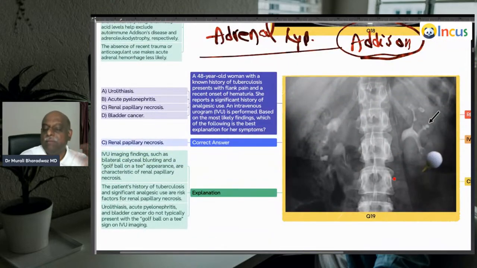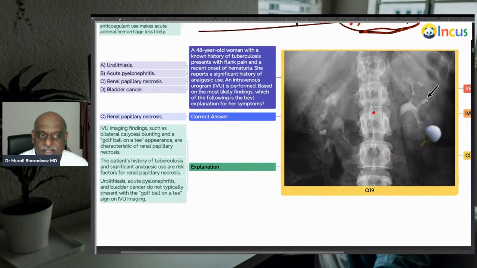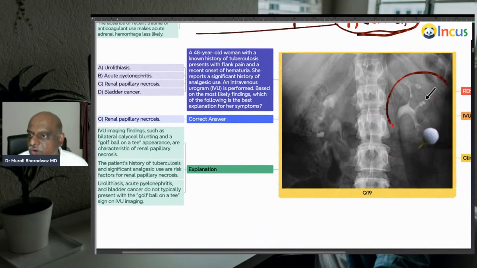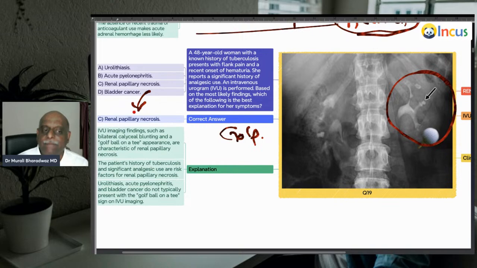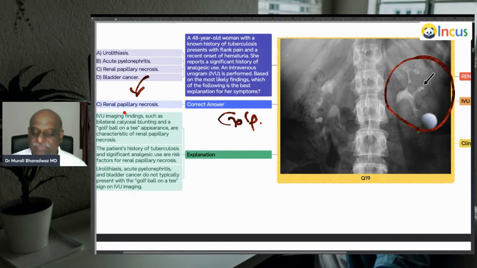48-year-old with a history of TB presents with flank pain. IVU is being performed. What is this called, doctor? Golf ball on a tee appearance. Golf ball on tee appearance, which is the feature of renal papillary necrosis.